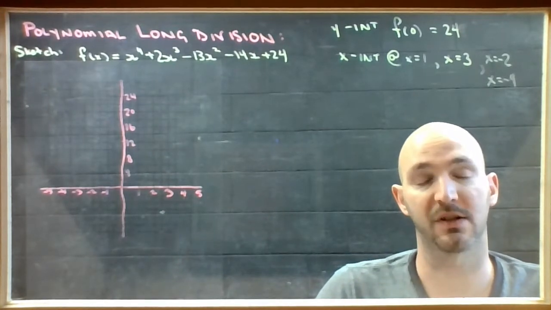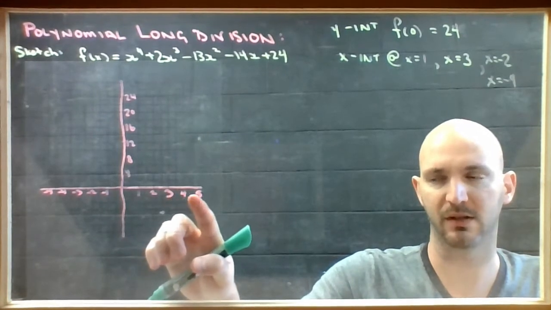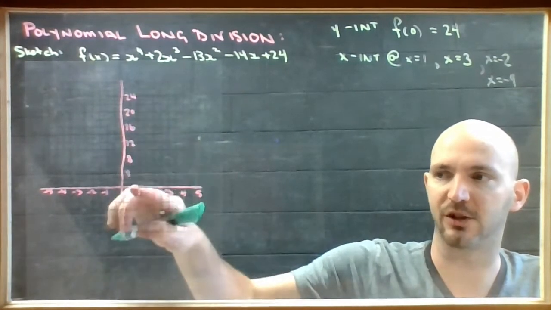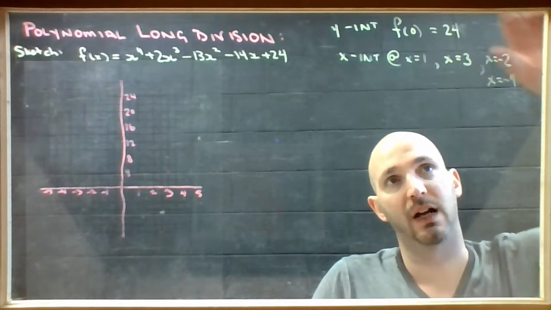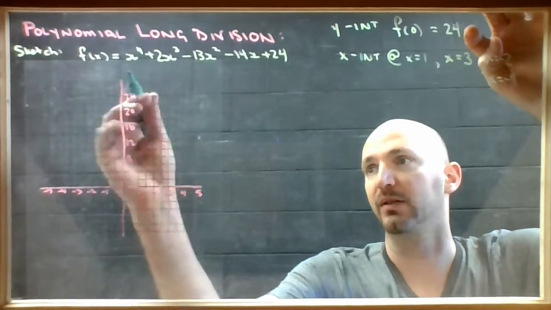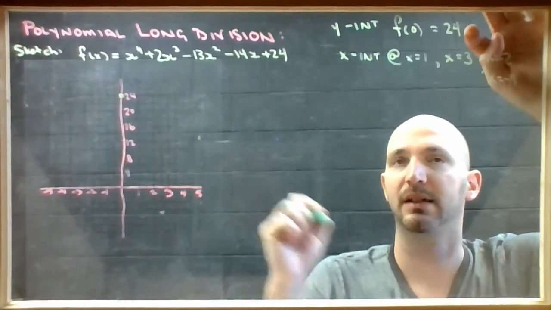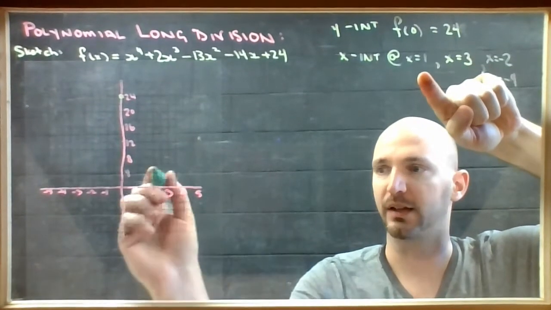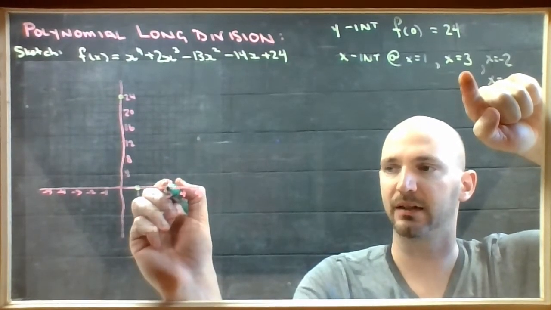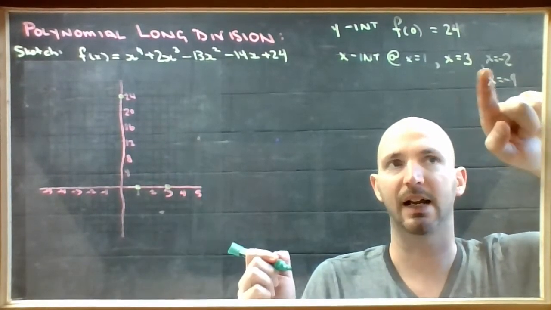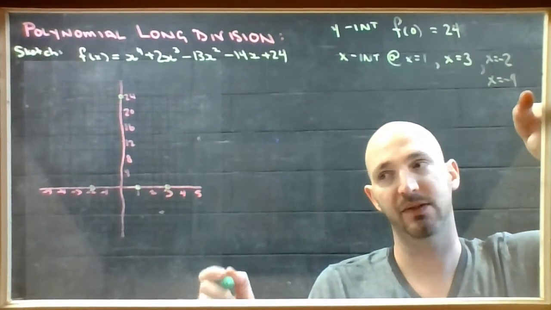All right, so I'm just going to start dropping dots on. You'll notice my scale, I left 2 squares for 1 unit on the x, and I jumped by 2's on the y just so this would fit. I have a y-intercept at 24, so that's here. Put a dot there. And I have an x-intercept at 1, and I have an x-intercept at 3, and an x-intercept at negative 2, and an x-intercept at negative 4.